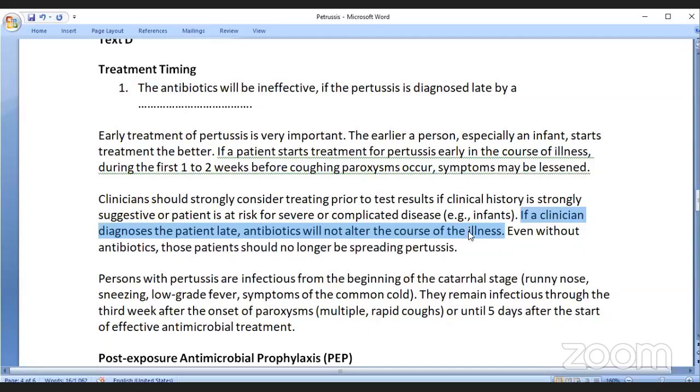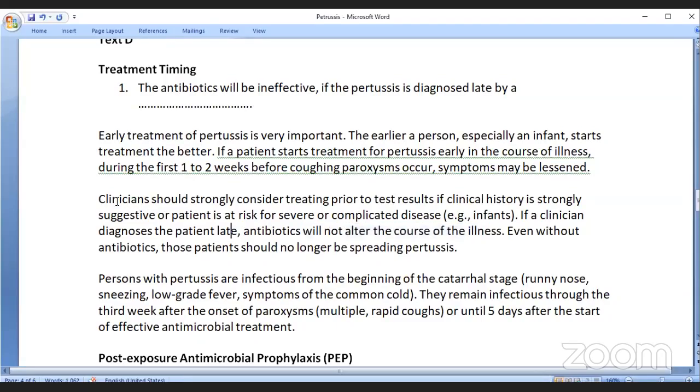Antibiotics will not alter the course of illness. So which synonym am I using for this part? The antibiotic will be ineffective. So ineffective: will not alter the course of illness means it will be ineffective. Just this one word, ineffective, is the paraphrase of all of this part. So antibiotics will be ineffective if the patient is diagnosed late by a clinician, okay?